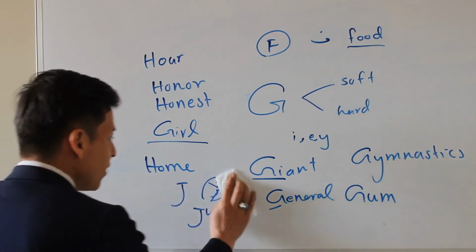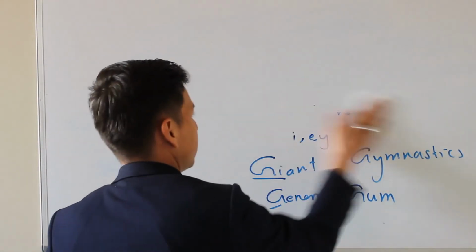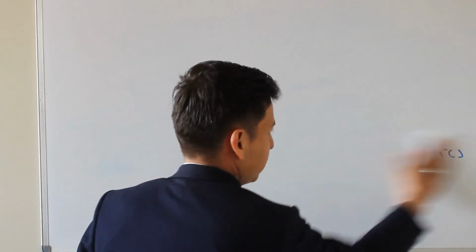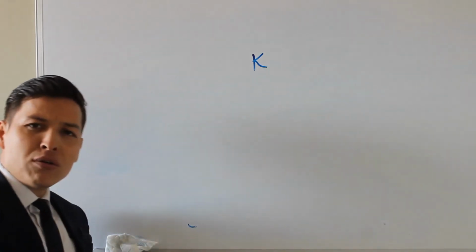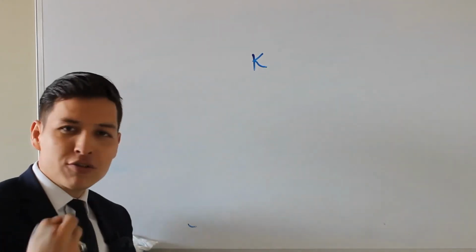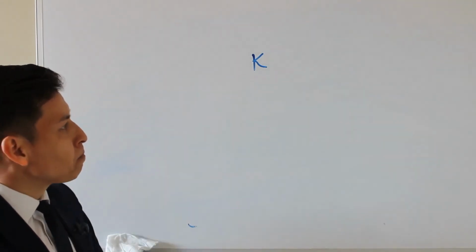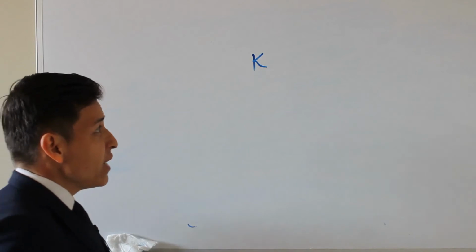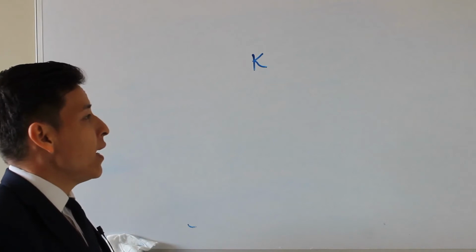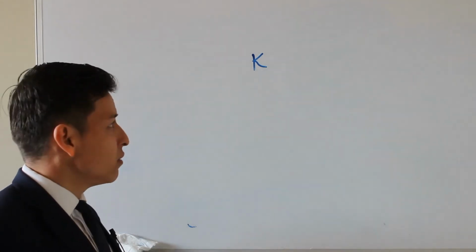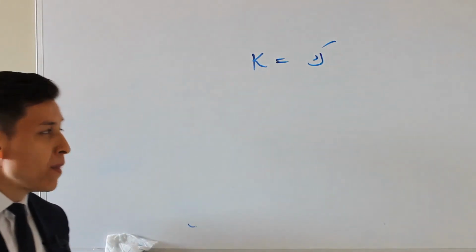Another important consonant is the consonant K. Letter K. The letter K is also sometimes confused by some students. The letter K is pronounced like K, K, K. In Dari language, it is equal to Kaf.